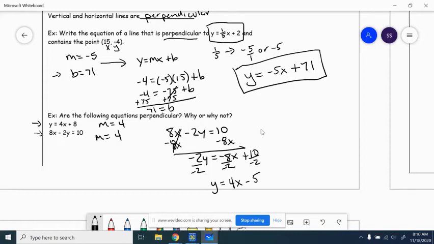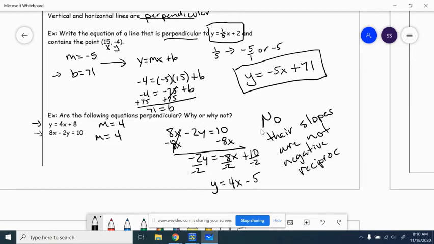So are these perpendicular? No. Their slopes are not negative reciprocals. In order for these to be perpendicular, one slope would have to be positive 4, and the other would have to be negative 1 over 4. Okay, but that's not what we have. We have the same slope, so actually these lines would be parallel.